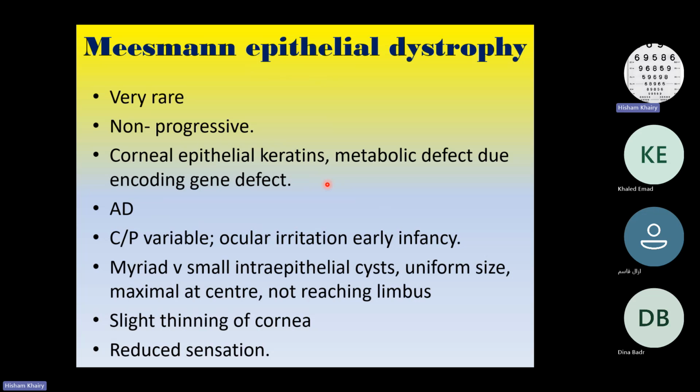Meesmann epithelial dystrophy is non-progressive. There is a disorder in the corneal epithelial keratins. It may be a metabolic defect due to an encoding gene defect. It is autosomal dominant. The clinical picture is variable, with ocular irritation in early infancy, and there are many small intraepithelial cysts, uniform in size, maximal at center, not reaching the limbus. There might be slight thinning of the cornea, and there might be some reduced sensation.